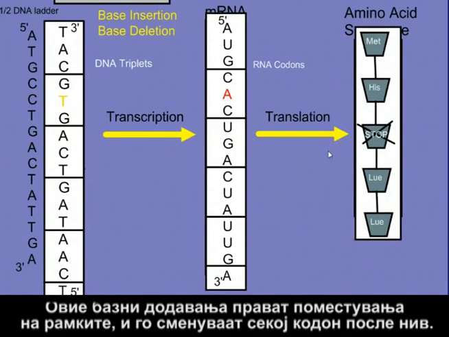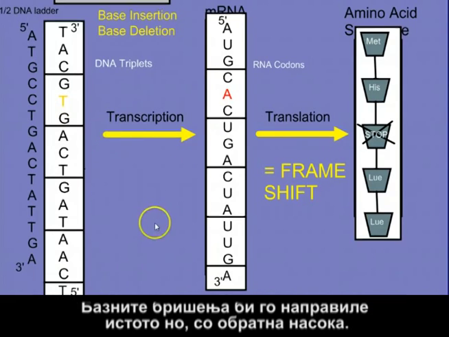But in this case, this base insertion, all base insertions cause a frame shift. They shift our reading frames and affect every codon from that point of insertion down. Now a base deletion would do the exact same thing, but in the opposite direction. It would shift all of our reading frames up.